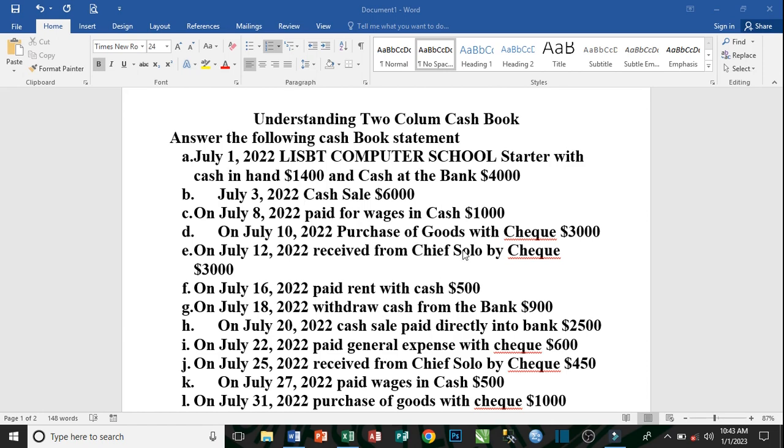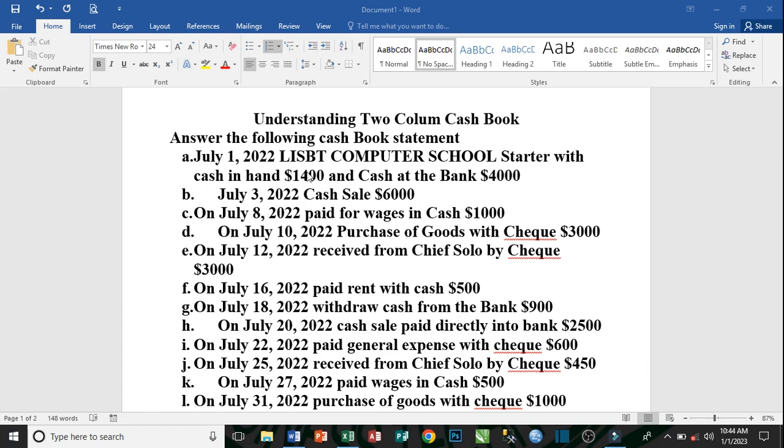The first thing you have to understand is that this is the question I was posing in our comment section, so I just decided to change the name. The first thing I wrote there on the question was understanding two column cash flow. Now answer the following cash flow statement. These are the questions I'm trying to answer.